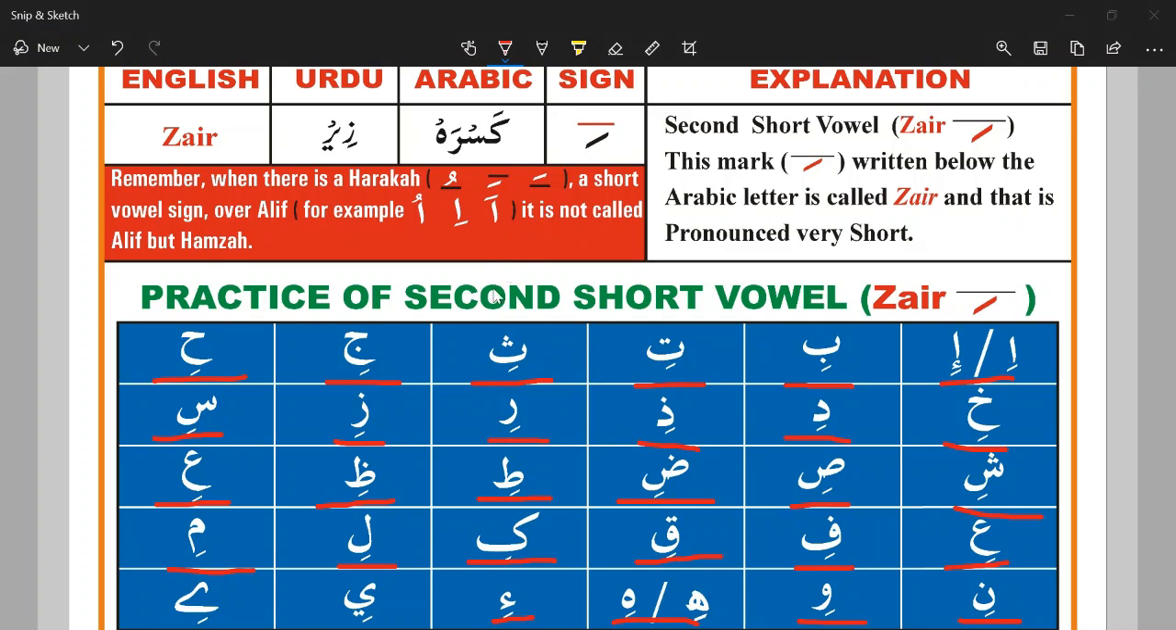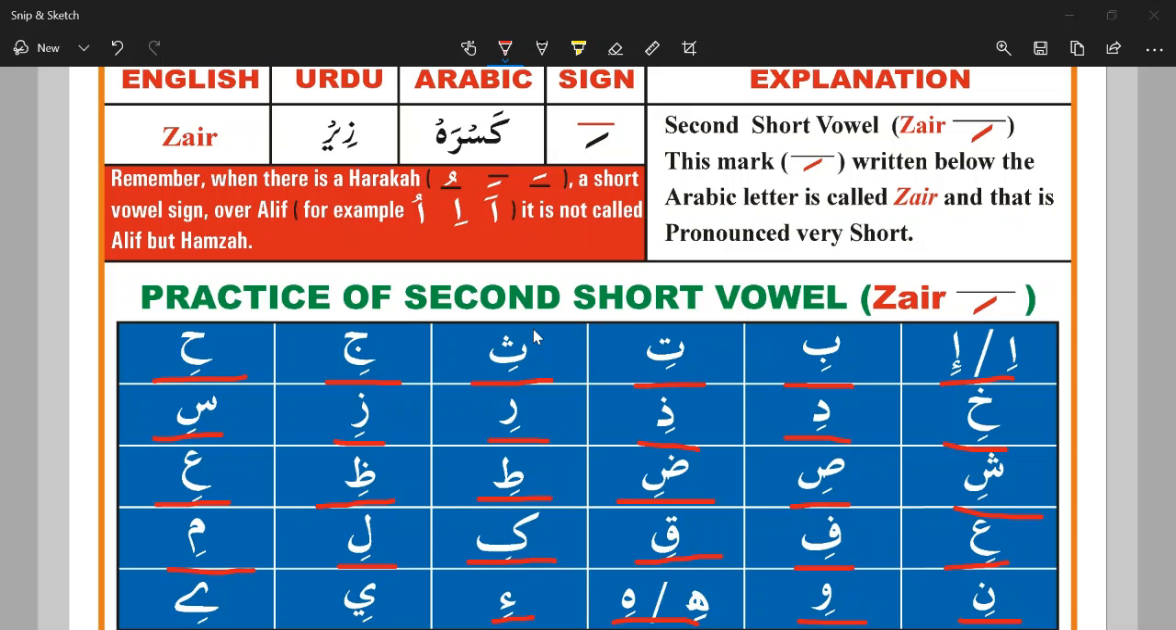What a wonderful lesson today at Quran and Sunnah Academy. You have now learned two of the three short vowels. Zabar gives us the sound of A. Zair gives us the sound of E. You are already halfway through the harakat, mashallah.